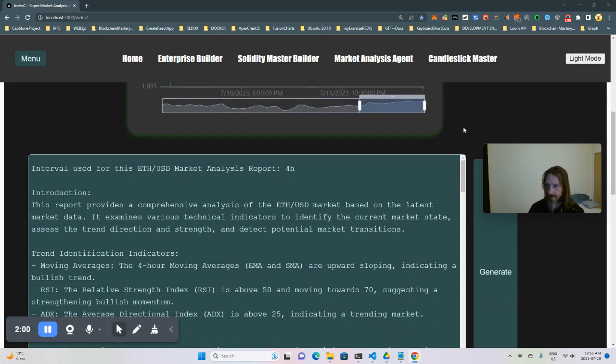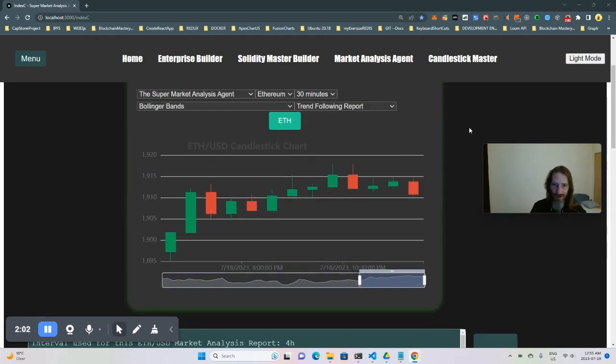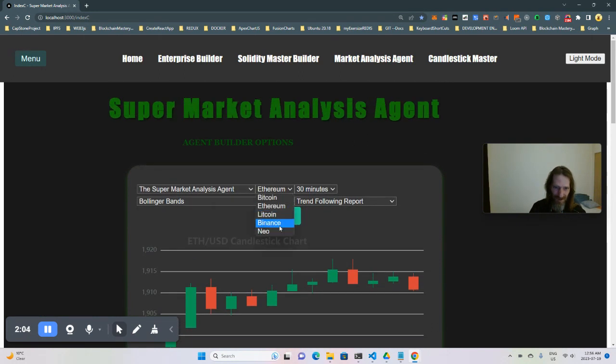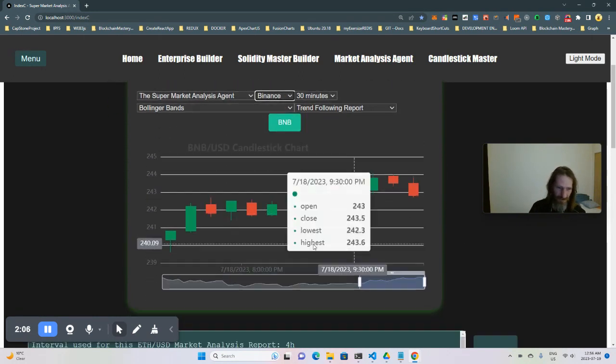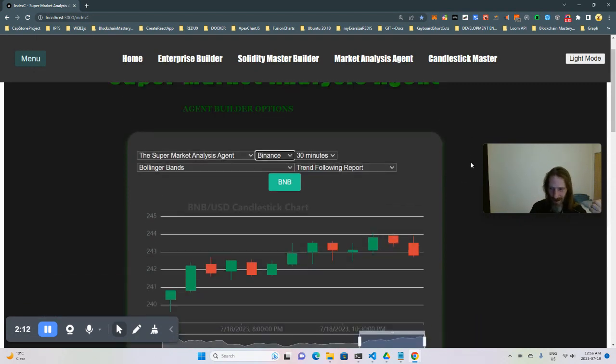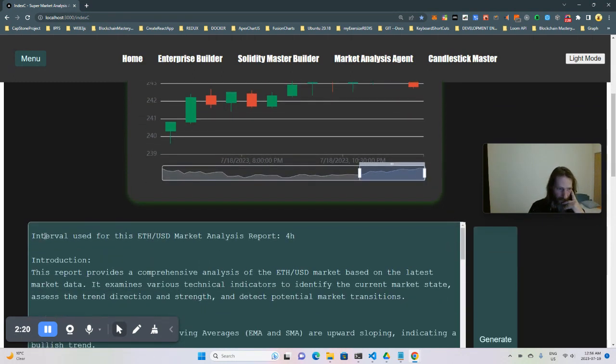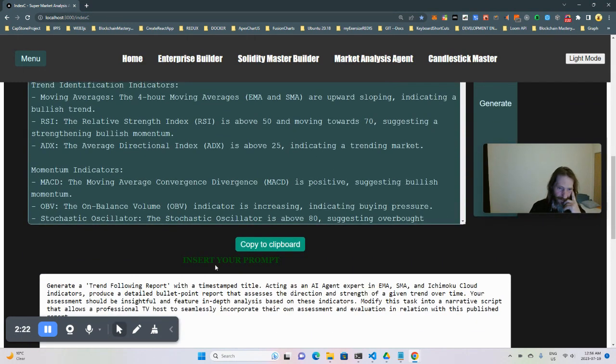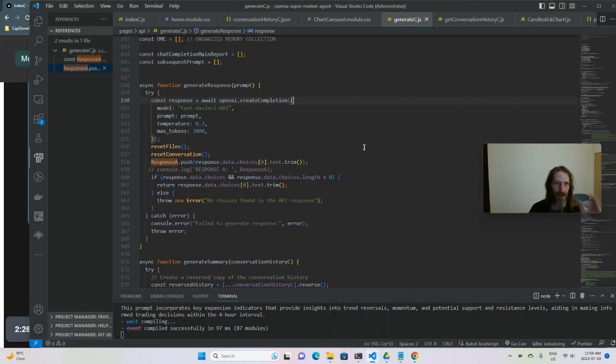Plus it has its own coin, Binance coin. Like it has this one. So I'm using ChatGPT here, 3.5 Turbo.